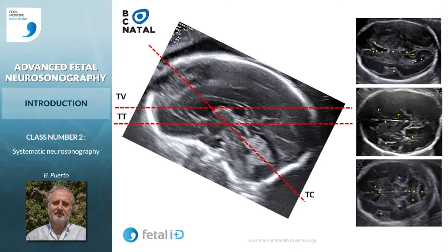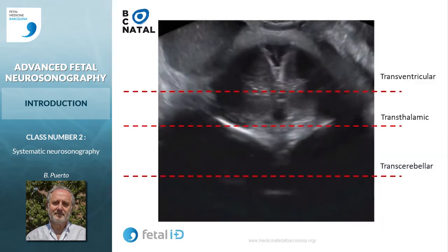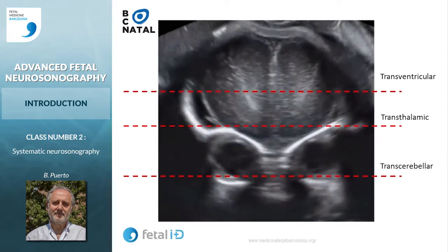After performing the axial scan, we should stop at the three sections in which we will identify the majority of the anomalies. If we take into account this sagittal view, we will see which are the structures that we are going to assess in the three basic sections: transventricular, transthalamic, and transcerebellar section. Here the same regarding the coronal plane.